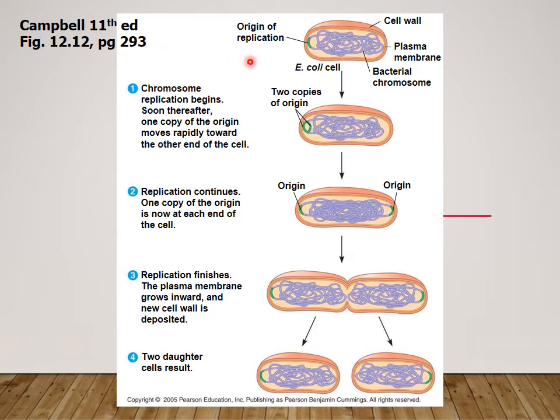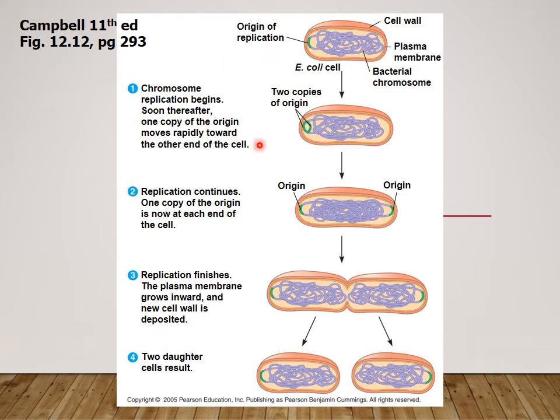Before that, please take note of the origin of replication here, the one that is highlighted in green. This origin of replication is a specific site on the chromosome where the DNA of the bacterial chromosome begins to replicate. Now we move on to the first process.